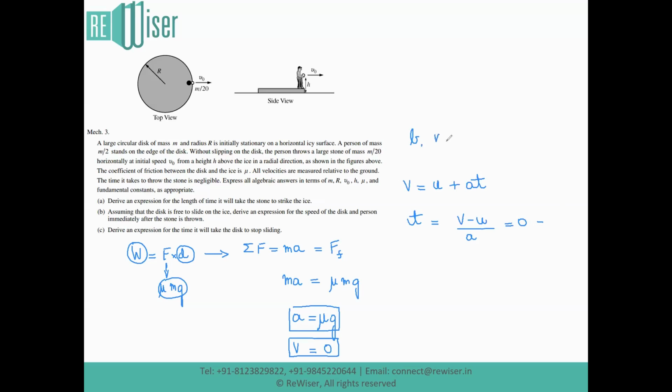Here v is 0. u is substituted from the previous expression for answer B, where we found that v is negative v naught over 30. So we are going to substitute this as the value of u, that is negative v naught over 30, and divide this by a, which is mu into g. So time t will become equal to v naught divided by 30 into mu into g. This is the final expression for time taken.